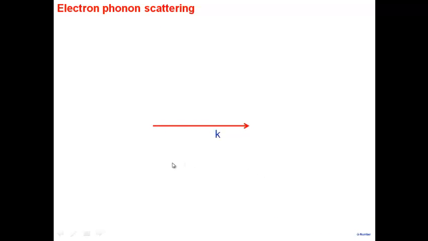Well, very simple thing. My electron has a wave vector k. What can this electron do to a phonon? Well, phonon is what? It's a packet of energy. So it can absorb a phonon, or it can emit a phonon also, right? It can absorb or emit a phonon. So phonon carries a certain momentum, which is q.